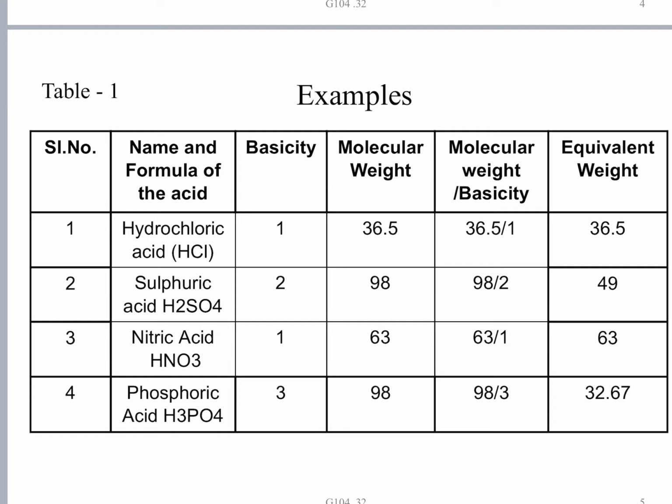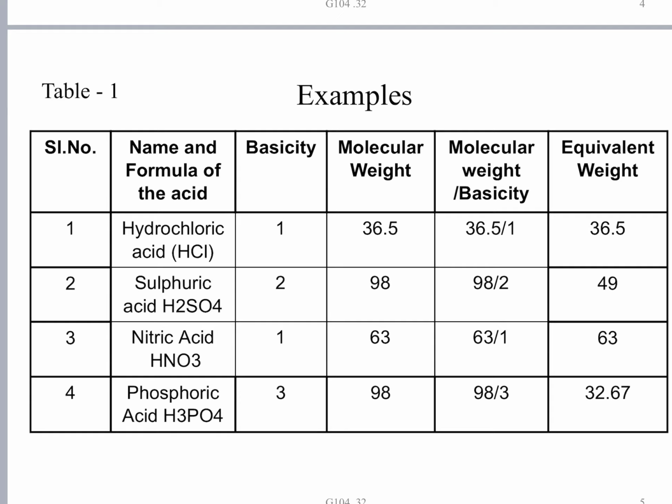Now we will move on to sulfuric acid. In the case of sulfuric acid, the number of replaceable hydrogens is 2, that is why we write basicity as 2. The molecular weight of sulfuric acid is 98, that is 2 plus 32 plus 64. We are adding all the atomic weights here to calculate the molecular weight.